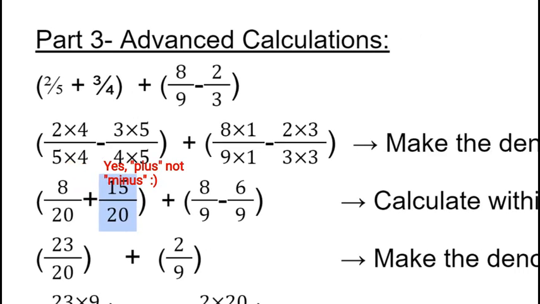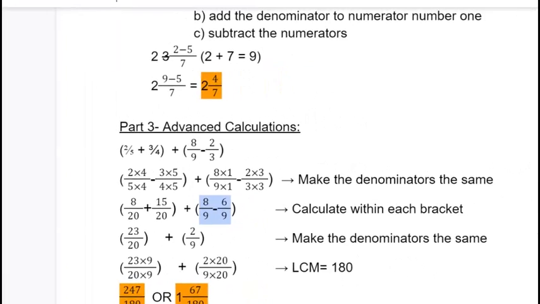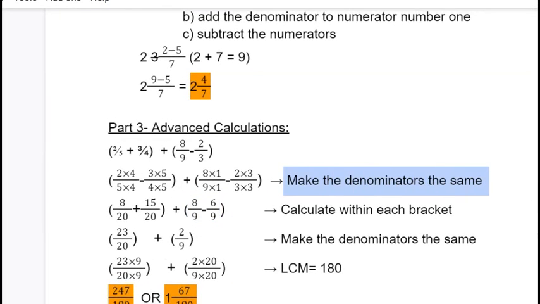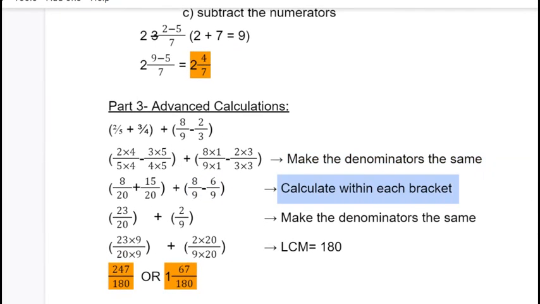Now, let's talk about this part. So 8 over 9 minus 2 over 3, the denominators have to be the same. And when I write the multiples down for 3 and 9, I see that the lowest common multiple is 9. So 9 is already 9. We just have to multiply by 1 to make it the same or let it be the same. And for 3, I have to multiply the bottom and the top by 3. And then I get 8 over 9 minus 6 over 9. So what we just did is we made the denominators the same. And now we're going to calculate within each bracket.